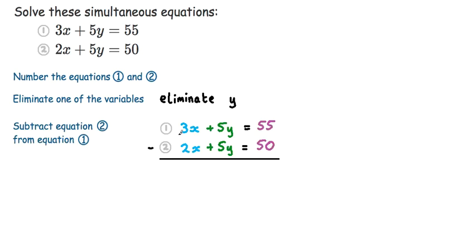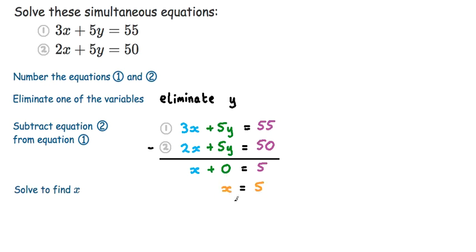So looking at it a term at a time, 3x minus 2x leaves just x, 5y minus 5y leaves 0, and 55 minus 50 is 5. So I'm left with x plus 0 equals 5, and this plus 0 doesn't affect my equation, so that just tells me that x is equal to 5.